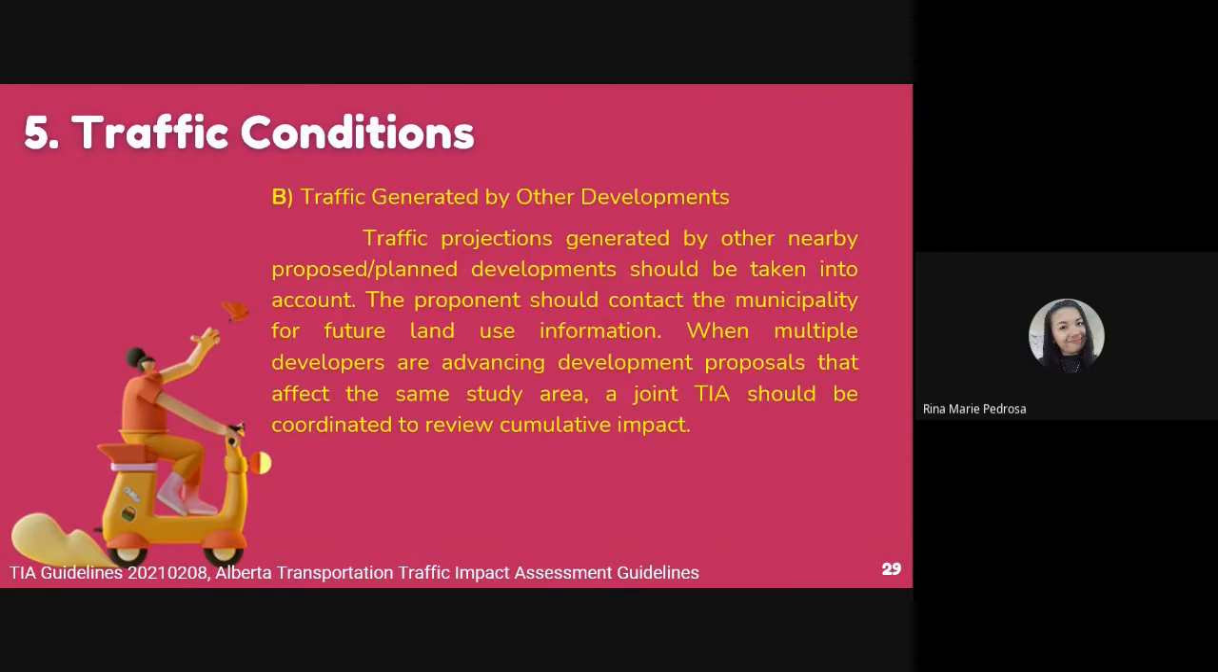So for traffic generated by other developments, traffic projections generated by other nearby proposed or planned developments should be taken into account. The proponent should contact the municipality for future land use information. When multiple developers are advancing development proposals that affect the same study area, a joint TIA should be coordinated to review cumulative impact.